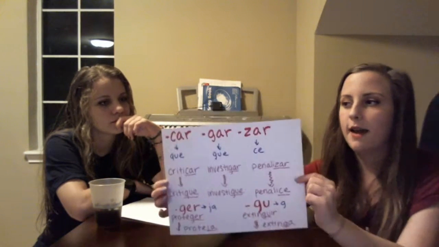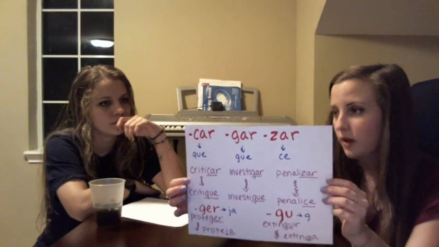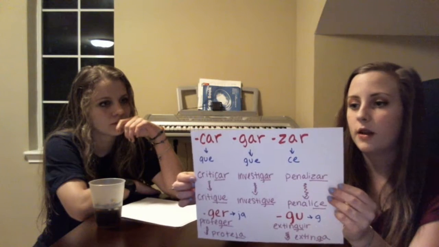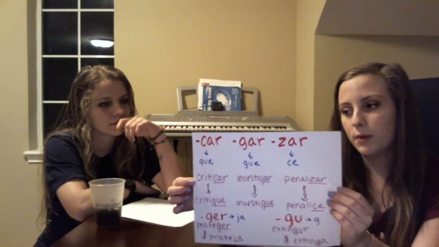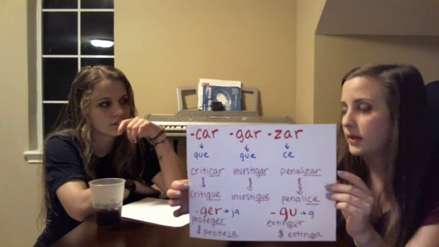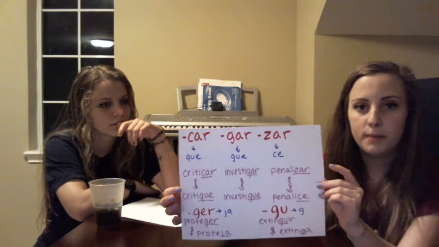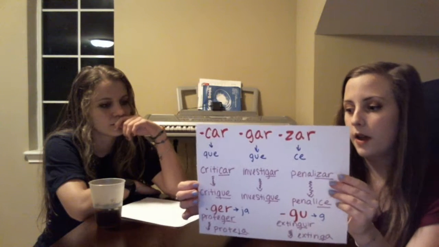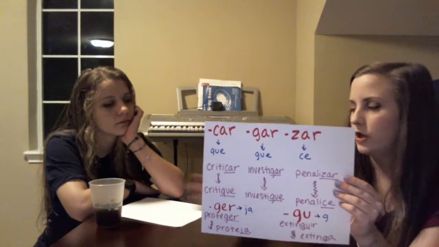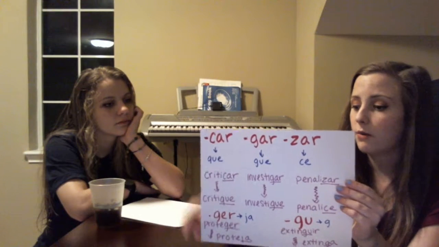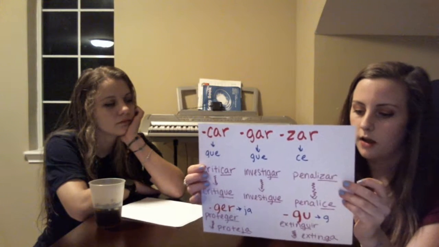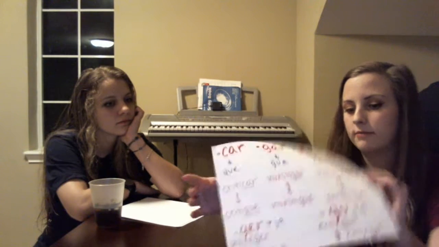And then last but not least, we have our car, gar and zar verbs. So car is going to go to qu, gar is going to go to gue, and then zar is going to go to ce. So for example, we have criticar would be critique, investigar would be investigue, and then penalizar would be penalice. And then we have our jar verbs, and then guir or ger. So proteger would go to proteja, and then extinguir would go to extinga.